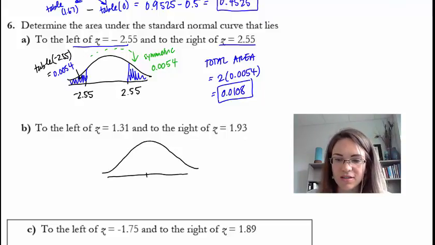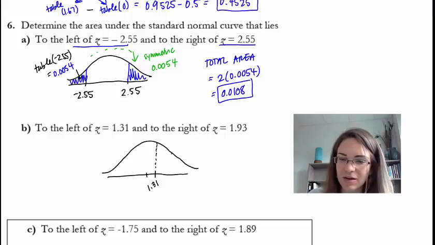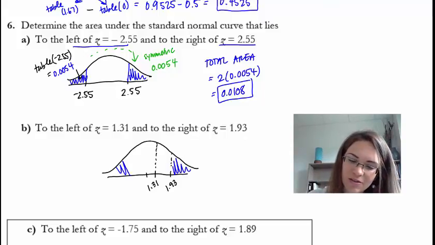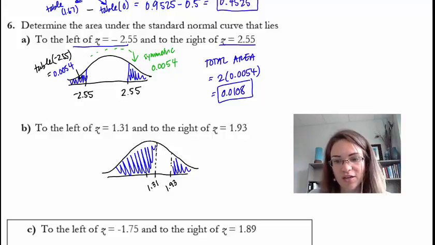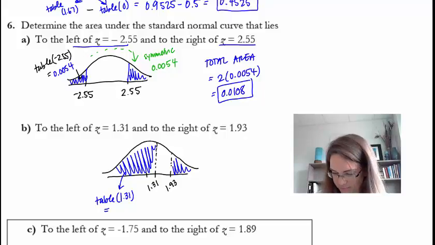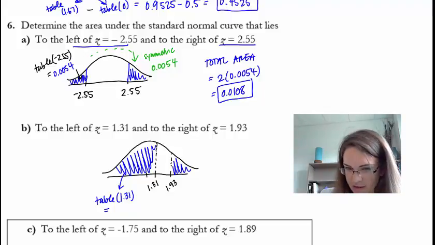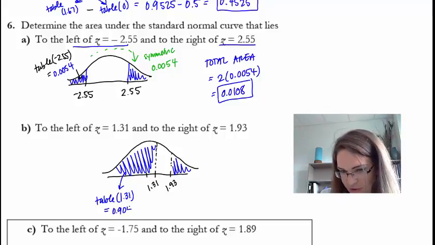To find the area to the left of 1.31 and to the right of 1.93 requires we look these values up in the table for sure. Left of a value is very easy to find, right? So we can already find this area by looking 1.31 up in the table. It's simply the area to the left of 1.31. By doing that, you'll find that the area is 0.9049.